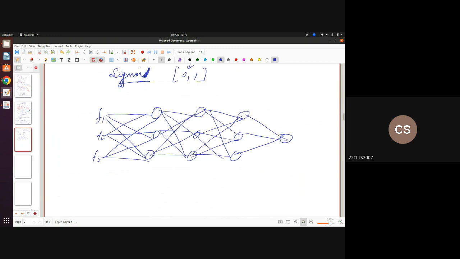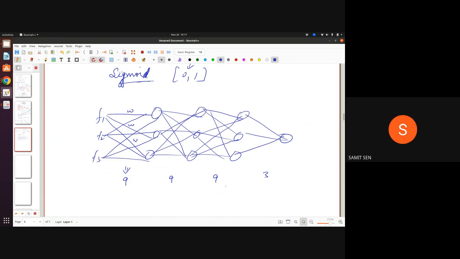I told you that each edge will have a weight. There'll be some weight here, here, and here. At each edge, there'll be some weight. Now, how many edges are there here? Here there are 9. How many here? Again 9. Again 9. And here 3. So 9 plus 9 plus 9 plus 3 should be the total number of parameters that the backpropagation algorithm should compute.